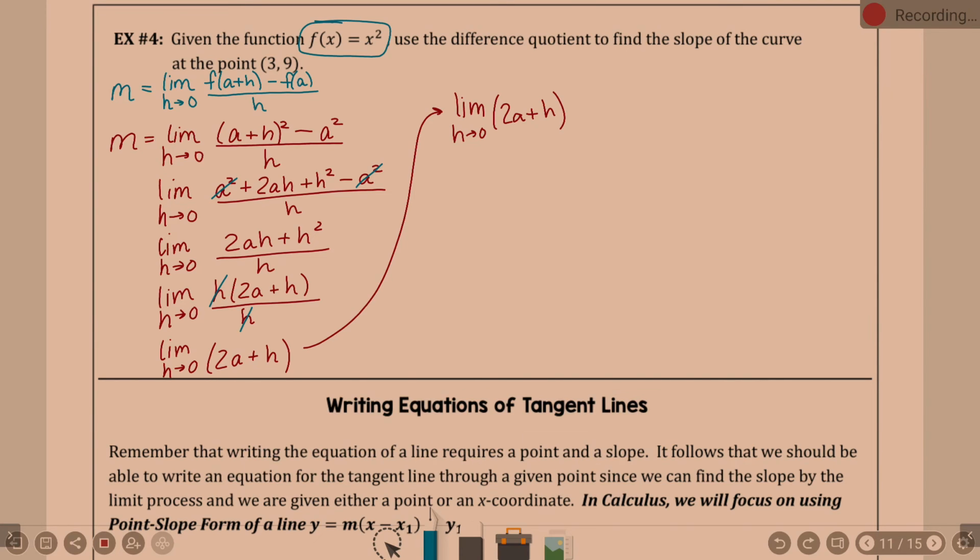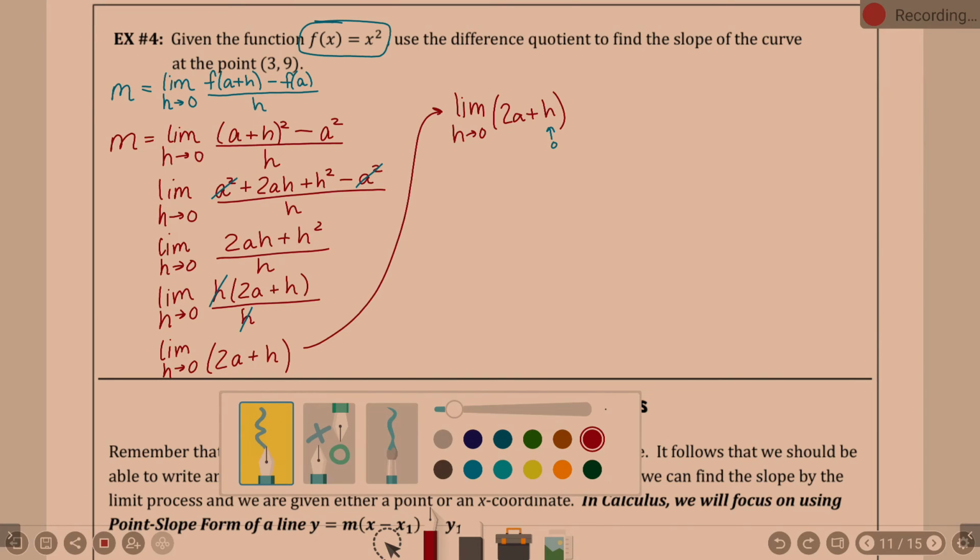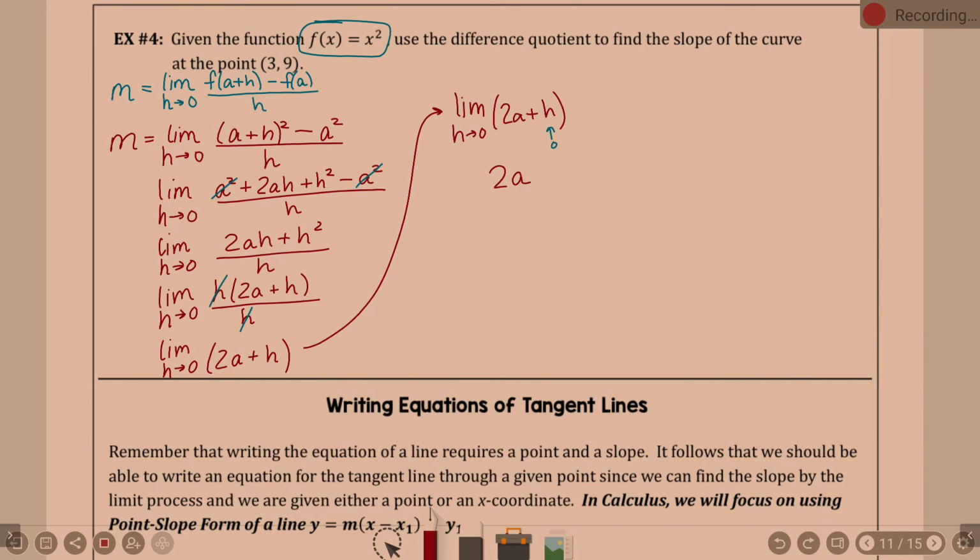You plug in 0 for h, because it's as h approaches 0. And so then this becomes 2a plus 0, which is 2a. And what was this that we were finding? It's a limit, but it is our slope. So what this is saying right here is that our slope of a tangent line on f of x equals x squared at any given point is going to be 2a.